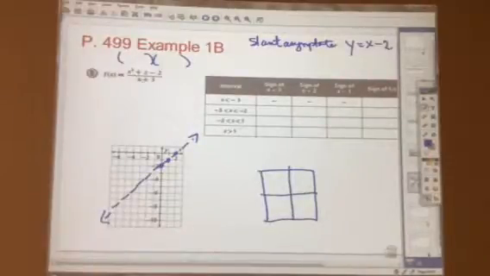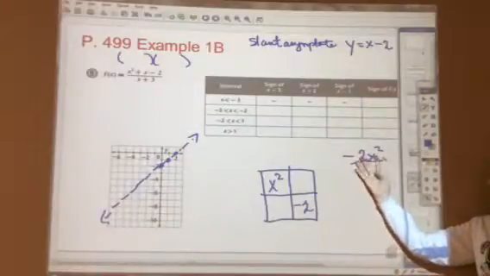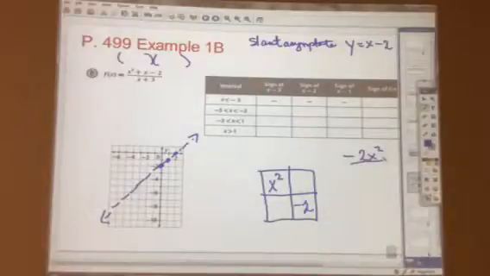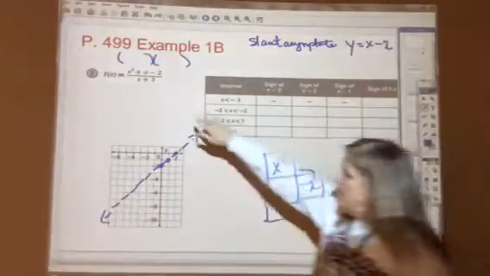The first term goes in the top left box. Last term, bottom right box. Multiply the two together. X squared times negative 2 is negative 2x squared. I need to find all the factors of negative 2x squared. Negative 2x times 1x, 2x times negative 1x. Now I want them to add up to be 1x.